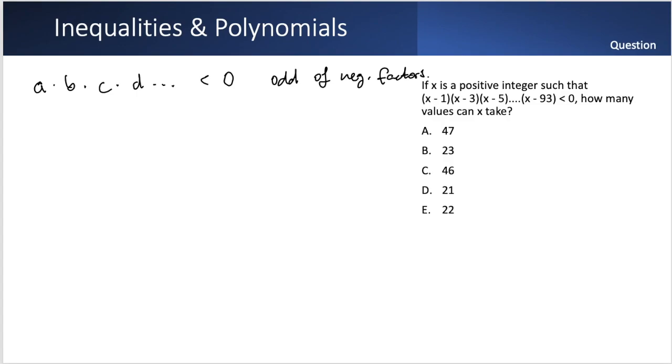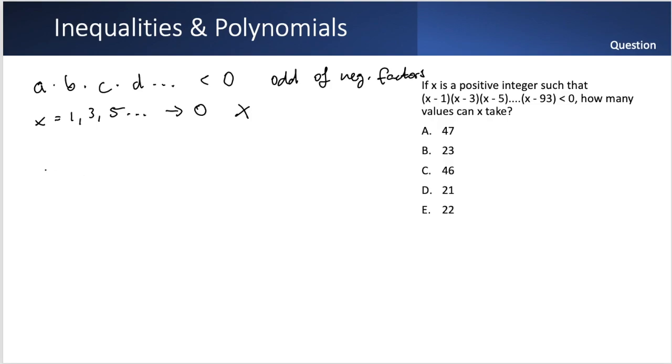The second thing we have to notice here is that if for x we put in 1, 3, 5, and so on, then the whole product will be 0. So these are not possible values for x.